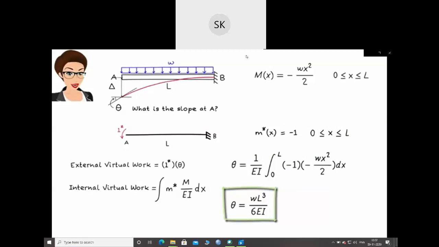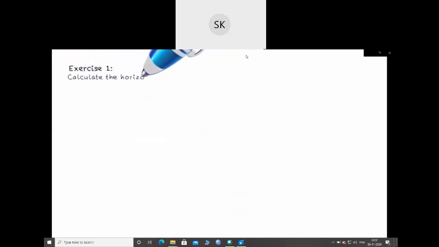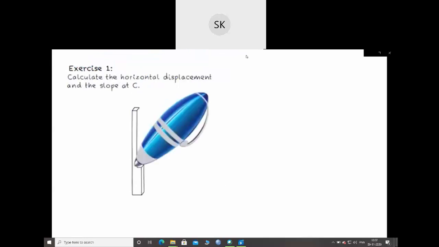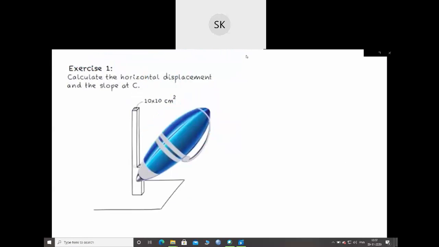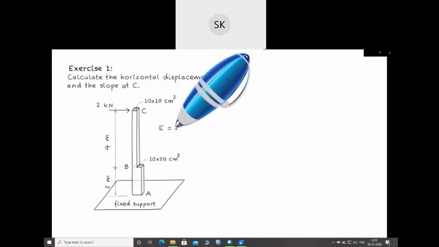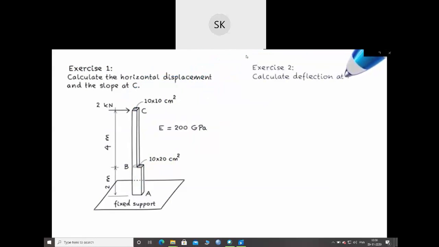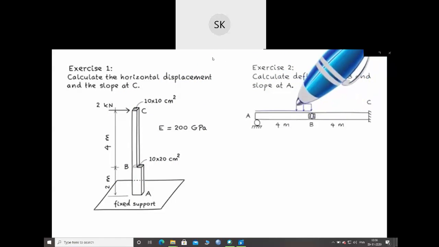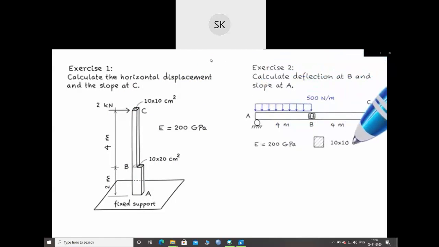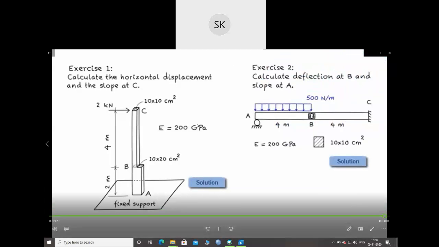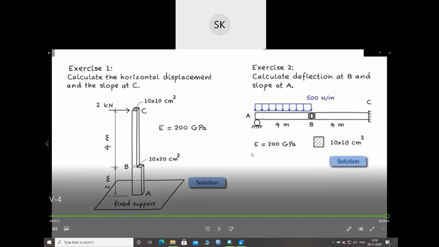We will examine the use of the method of virtual work for calculating deflection in frames in the next lecture. So these are the two problems. You can take the screenshots and you can find the solution also. Okay. Now let's see one problem.